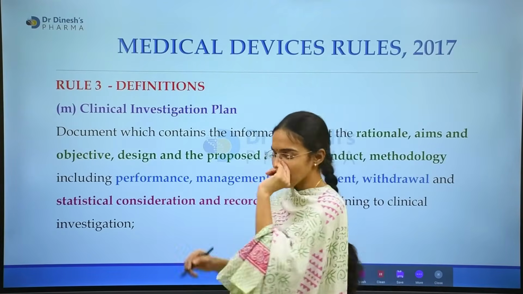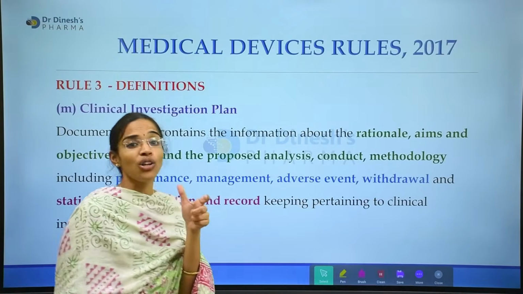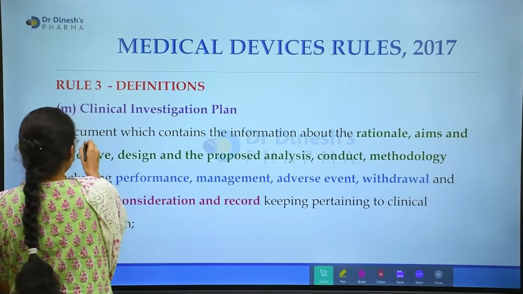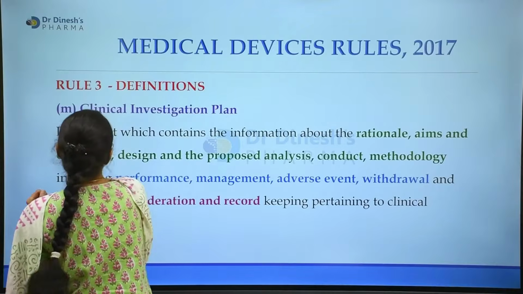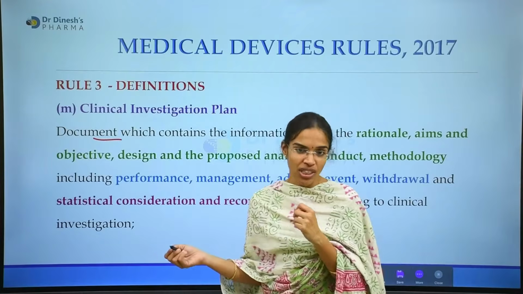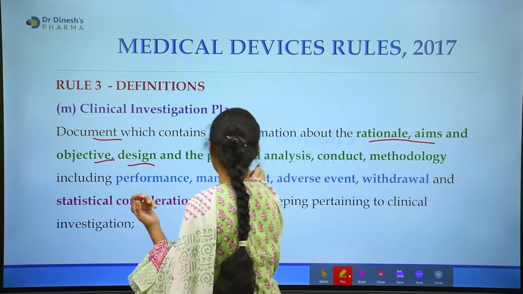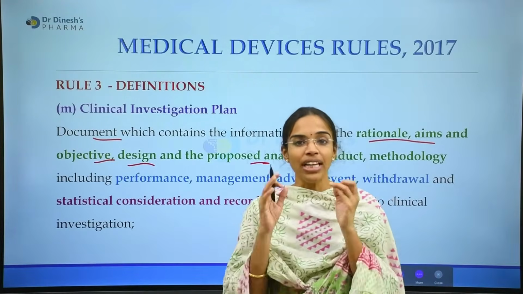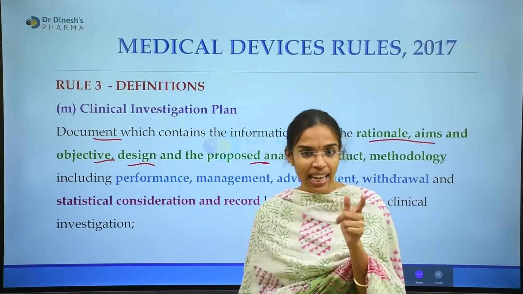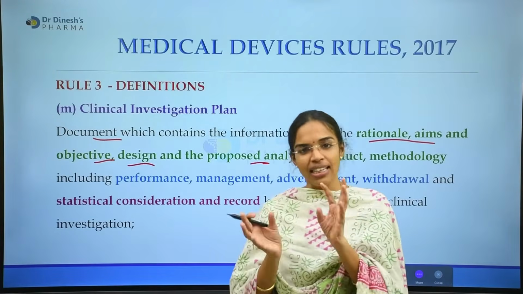The next is the clinical investigation plan. We all know what a clinical investigation plan is. It is a document or a protocol which contains information about the rationale, the objective, the design and the proposed analysis of the study. Clinical investigation, that is 3L, is about the study. 3M is about the study plan. That is the major difference.